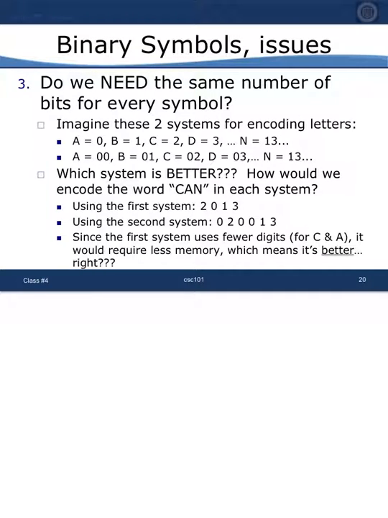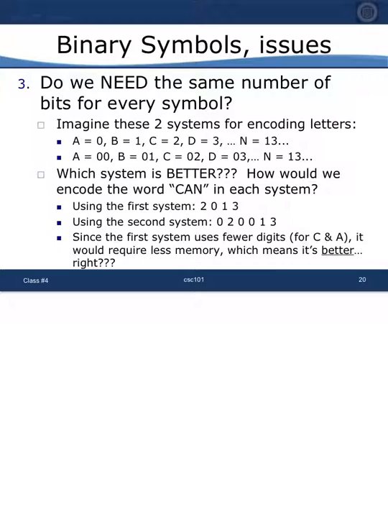Okay, so the next question is, do I need to have the same number of bits for every symbol? We're trying to pretend we're the creators of this code for all the characters, so we have infinite flexibility to do whatever we want. We know we're going to use 8 bits, and we know we're going to try to come up with symbols for all the characters on the keyboard.